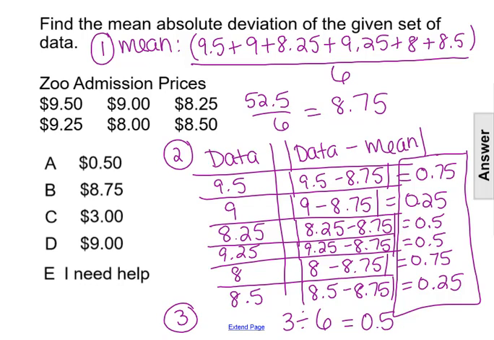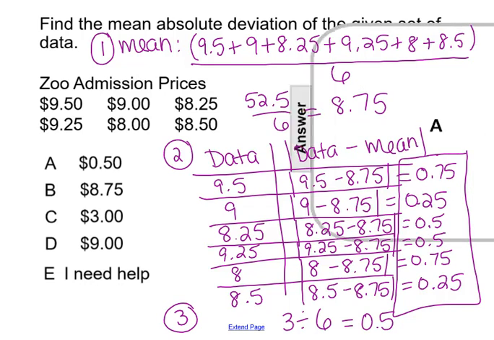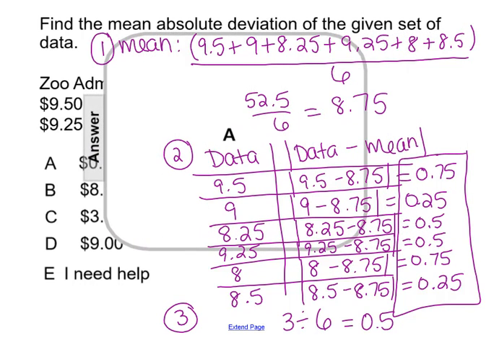So our mean absolute deviation is, again, we found the mean, we made a table showing the difference between each data point and the mean, and then those differences, we found the mean or the average of those to get 0.5. So the mean absolute deviation would be 0.5 or 50 cents, making our answer choice A.